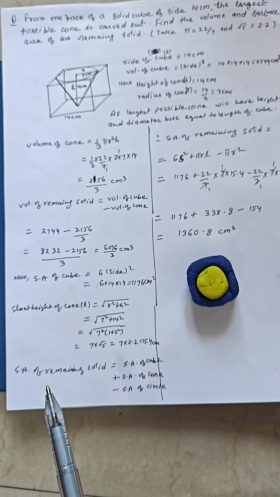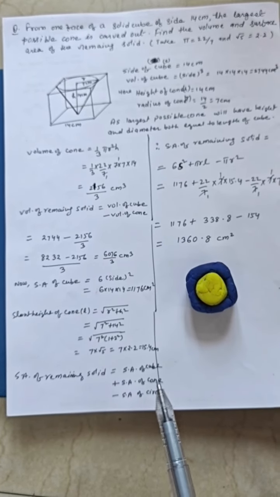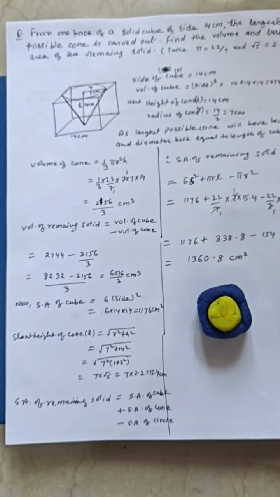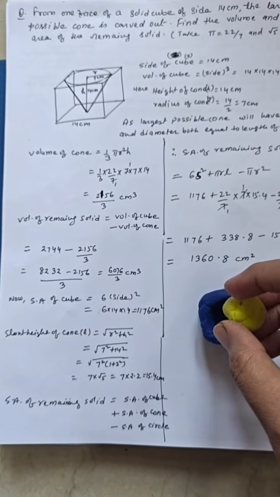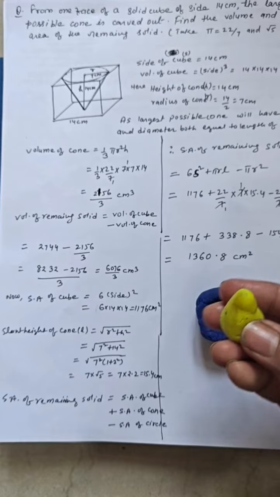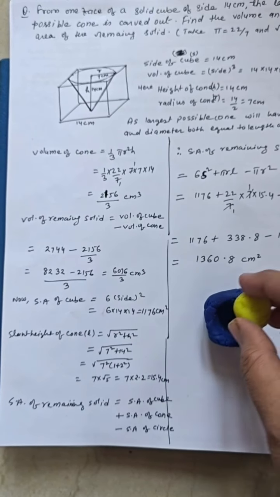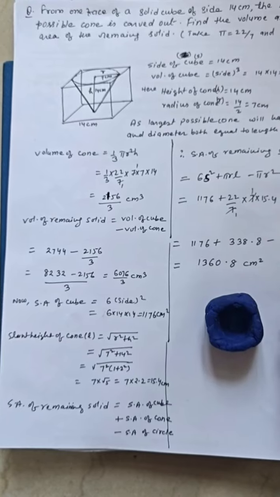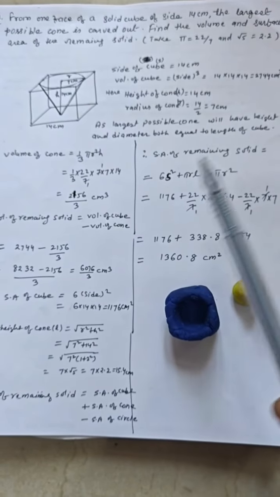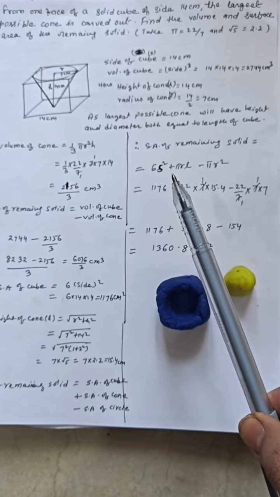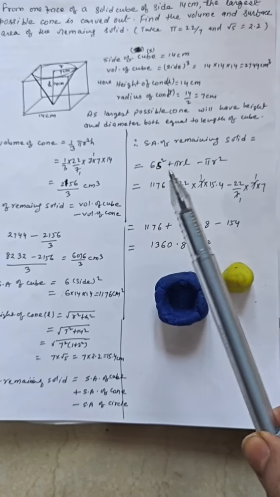Now surface area of the remaining solid will be surface area of the cube plus surface area of the cone minus surface area of the circular portion. So surface area of the cube, and surface area of this cone, and this circular portion has to be removed, this circular portion, because this is like this. Okay, so surface area of the remaining solid will be 6 s square plus pi r l minus pi r square.